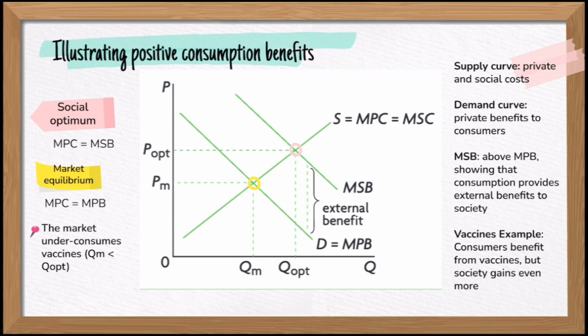The MPB involves only the person that takes the vaccine, while the MSB also considers the external benefit, which could be the people around that benefit because they now have less chance of getting sick. The MSB is above the MPB, so it's greater, and the vertical distance between them is the external benefit. The socially optimal level is where the MPC equals the MSB, indicating the ideal quantity of vaccines that should be consumed to maximize overall welfare.